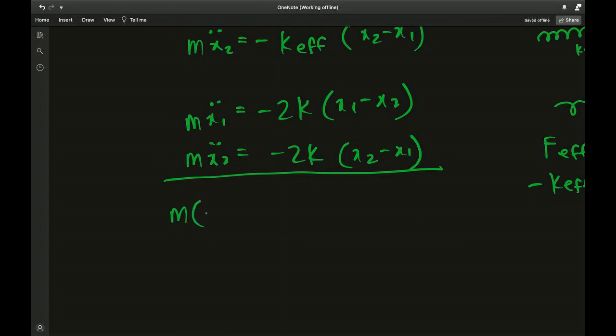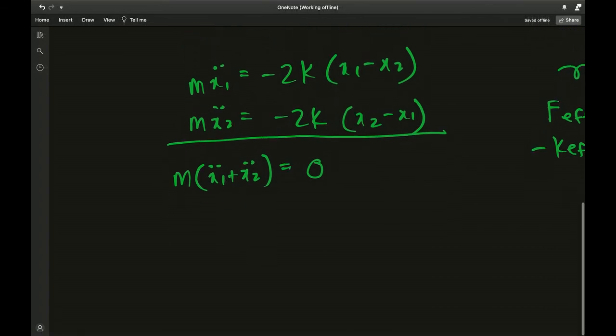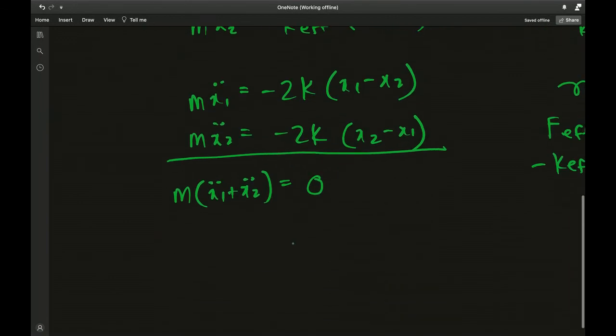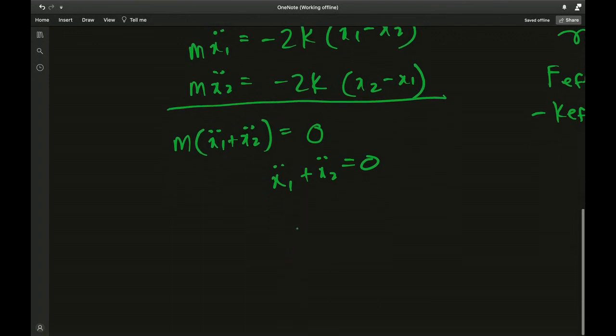When we do that, we have m times (x1 double dot plus x2 double dot) is equal to, since these displacements are like negatives of each other, they cancel out to 0. Mass will never be negative in any system that we consider to study, which means x1 double dot plus x2 double dot will have to be 0. Now if these variables are intimidating, let's change the name of these. So x1 plus x2, call that y.